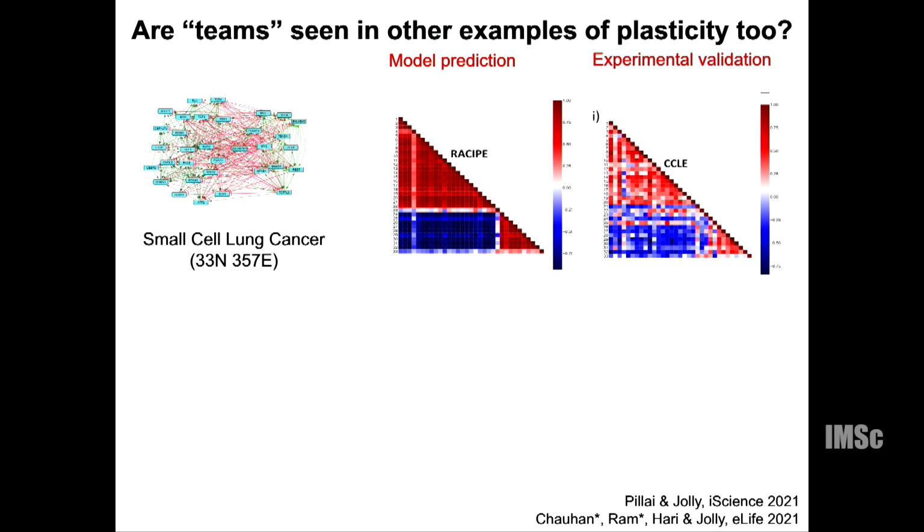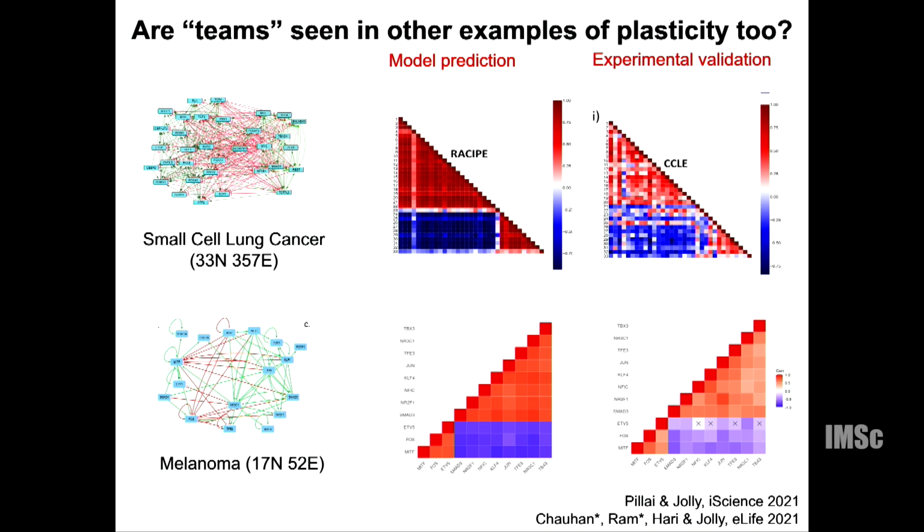And when you look at real data, this is data taken from the Cancer Cell Line Encyclopedia, and you take the same 33 variables there, and these are around 50 samples here. You see a very similar behavior to what was predicted by the network. You can change the cancer, you can change the nodes. This is melanoma, a different cancer. Again, you see this teams behavior predicted by the model, and you see a very similar behavior shown in real data. Okay? So that suggests that the dynamics of these networks could indeed capture what is going on in real data.